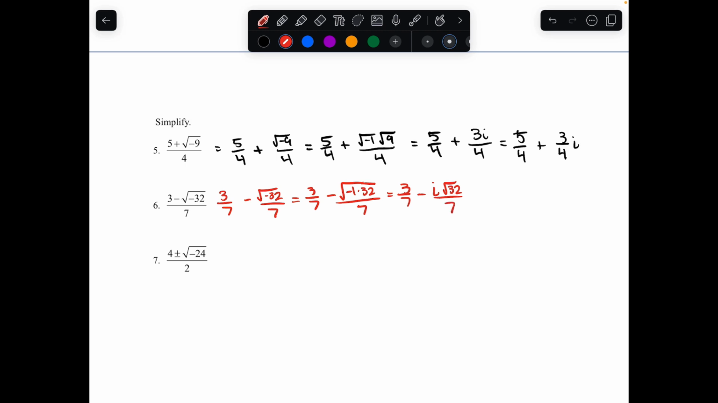However, we can break down 32 into a perfect square times a number, because 32 is 16 times 2. So we can rewrite this as 3/7 minus the square root of 16 times 2 divided by 7 times I. But what is the square root of 16? The square root of 16 is 4. So our final answer is going to be 3/7 minus 4 times the square root of 2 divided by 7 times I. Since we have it in a plus b times I, this is in standard form.